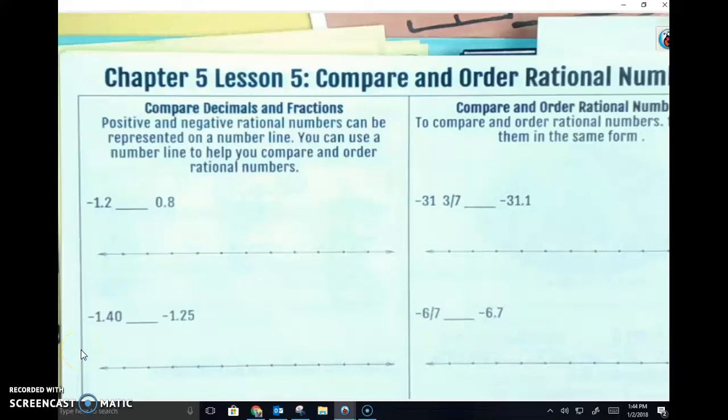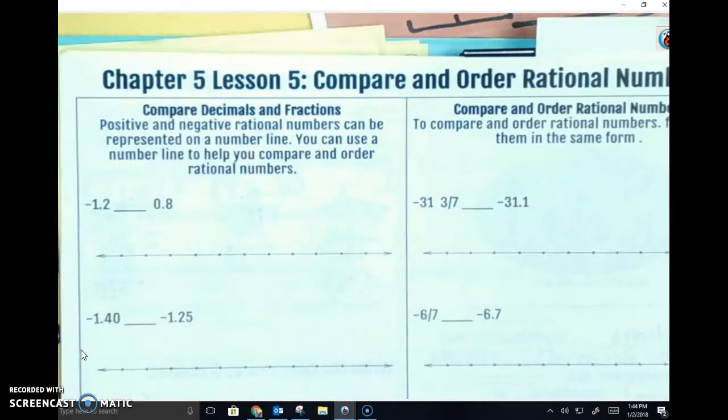In this lesson, we're going to look at comparing and ordering rational numbers. Remember in the last lesson, we learned what a rational number was. We're going to take a look at this side first. We're going to compare decimals and fractions. Those are positive and negative rational numbers that can be represented on a number line. You can use a number line to help you compare and order rational numbers. Now, if you don't need a number line, then don't worry about using it.